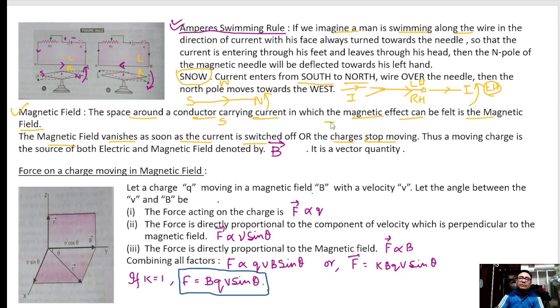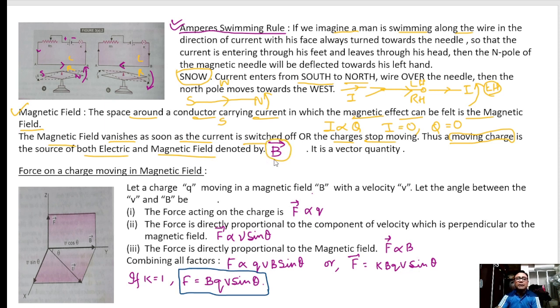Now current is proportional to the charge. If the current is 0, if we stop the current, that means there is no charge flowing. So if we stop the flow of charges, then the magnetic field will vanish. Thus a moving charge, this is an important thing, is the source of both electric and magnetic field. Magnetic field is denoted by B.